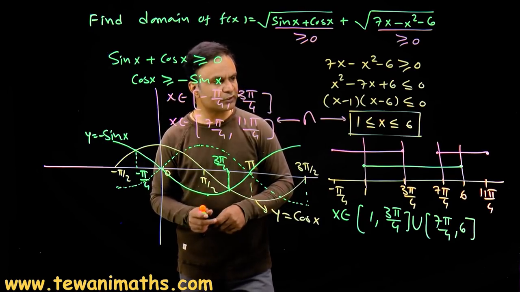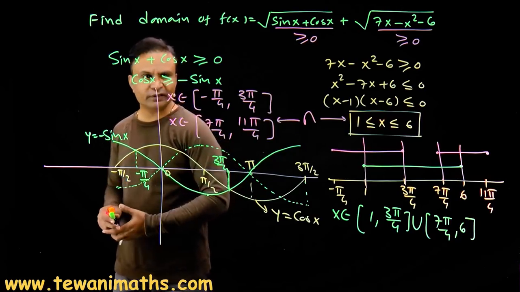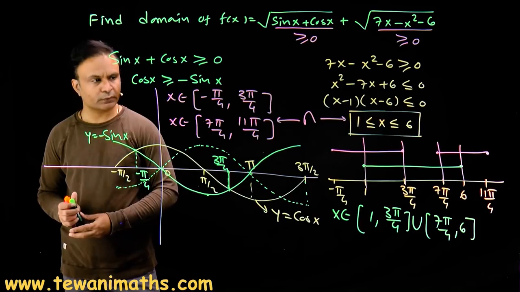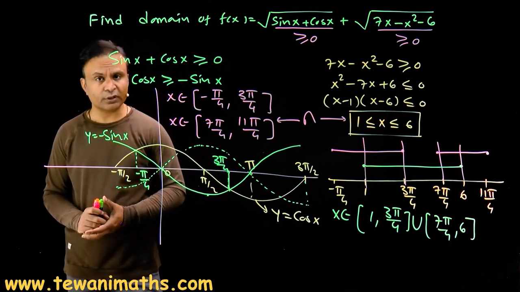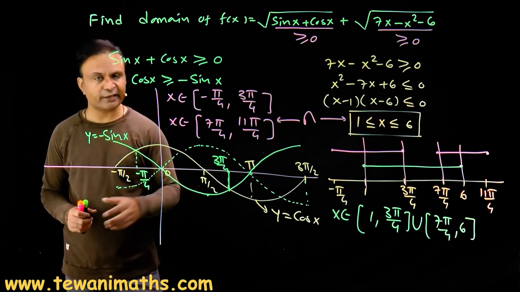The concept in this question is how to solve trigonometric inequalities. The best way is to use the graphs. Graph se aapko clarity aa jata hai ki kya solution hoga, aur ye bhi pata chal jayega aapko ki jo aapka solution hai wo sahi hai ya galat hai.